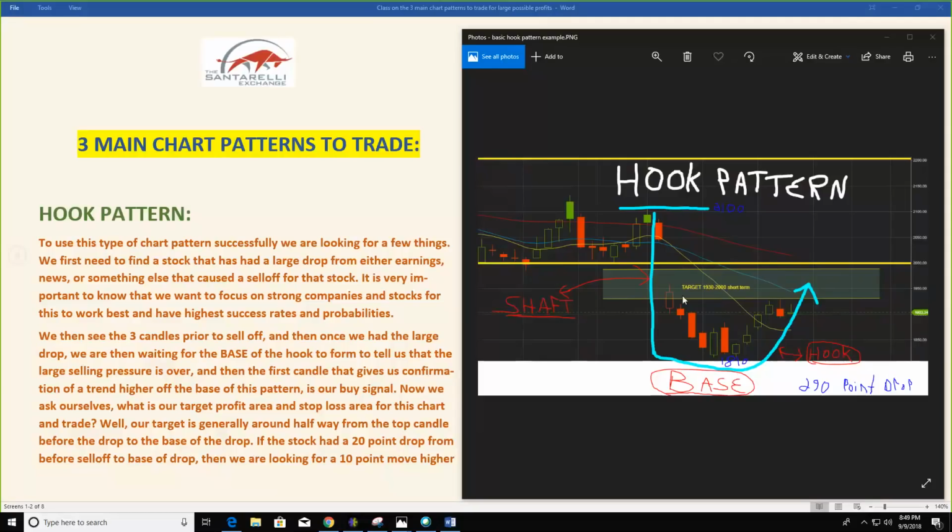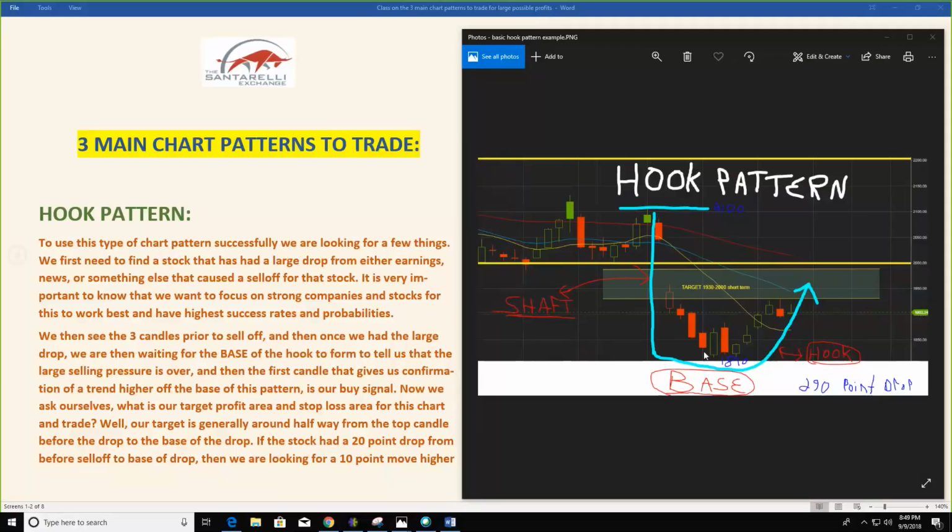So we put our target between 1930 and 2000. And like I said, we got some regular calls on this. We made a great return. Some of the members got a spread. But like I said, that's what you want to do with a hook pattern. You're looking for that shaft, that drop, the base, and then the hook.